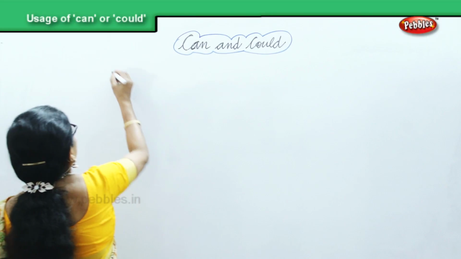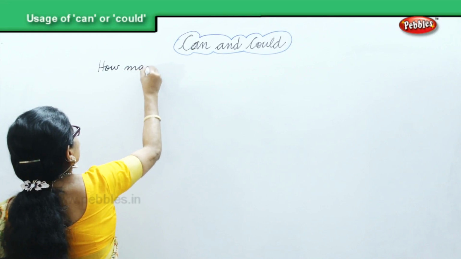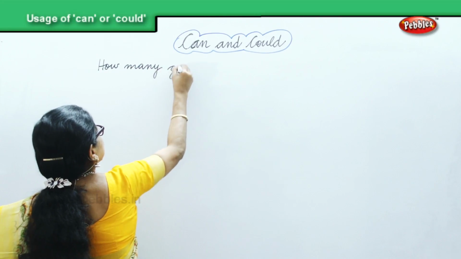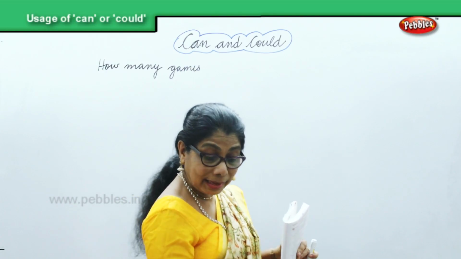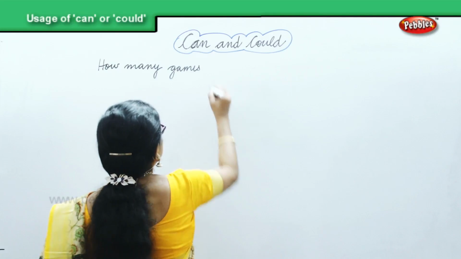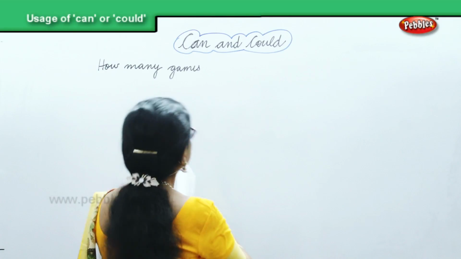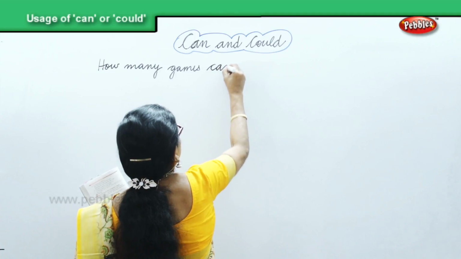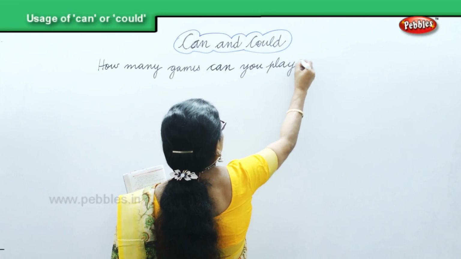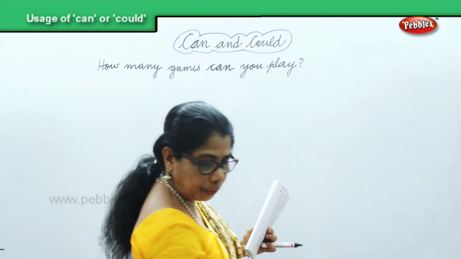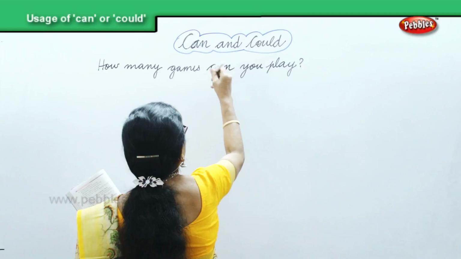So now, how many games? Look at the sentence. How many games can you play? How many games can you play? We are talking about what is possible with you. Okay. Can. How many games can you play?